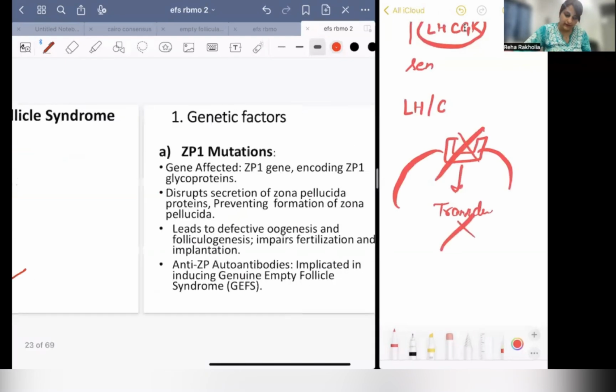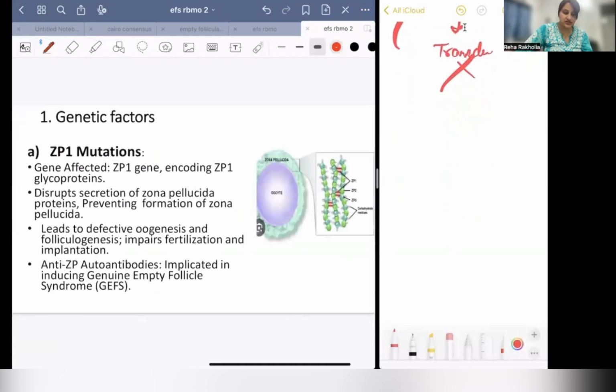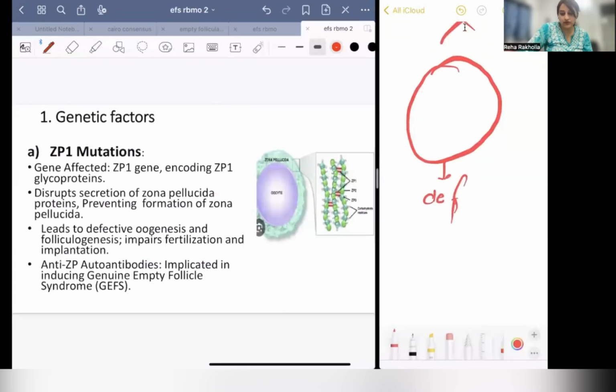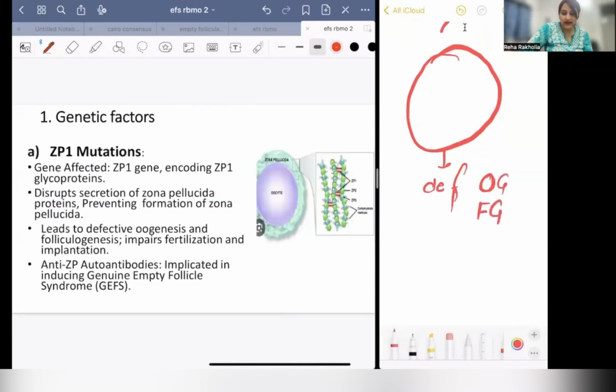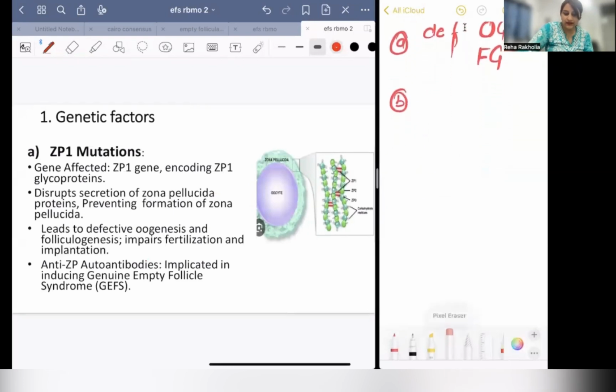Okay, so first of all we'll talk about genetic mutation, JP1 mutation. Due to JP1 mutation, there will be defective oogenesis and folliculogenesis, and there may be anti-JP1 autoantibody.